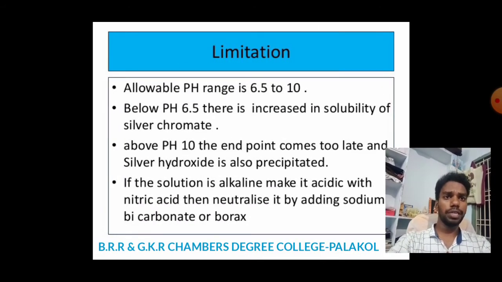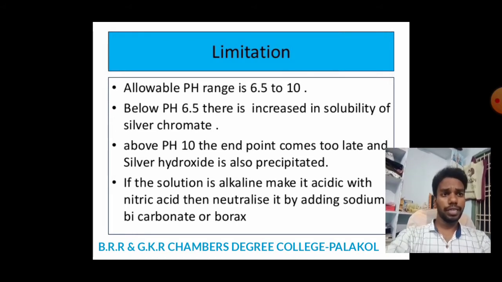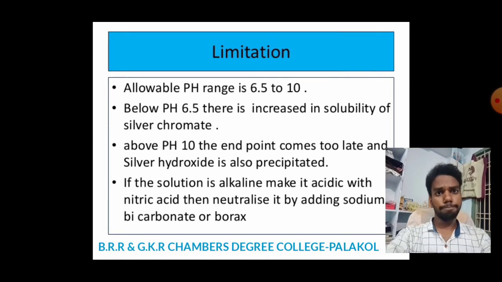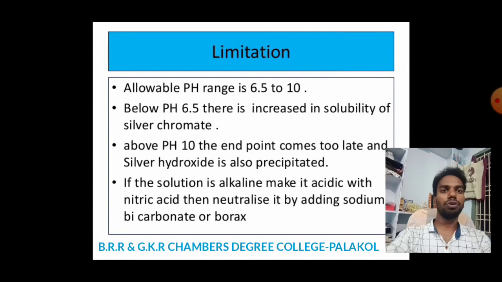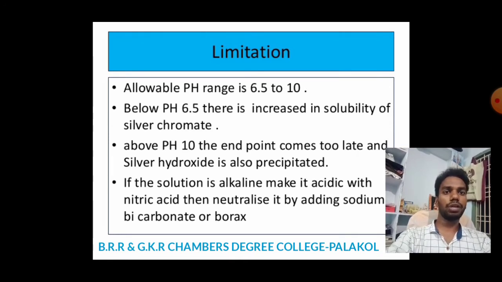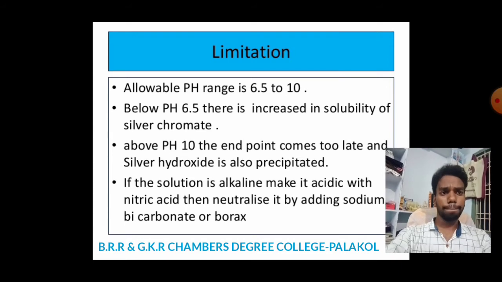Here there are some limitations. The allowable pH range is 6.5 to 10. We have to maintain the pH in that range. Below pH 6.5 the solubility of silver chromate increases, so you have to maintain above 6.5 and below 10. Above pH 10 the end point comes too late, that means it takes much time to reach the end point, right? And silver hydroxide is also precipitated. So that's why the pH should be maintained between 6.5 and 10.